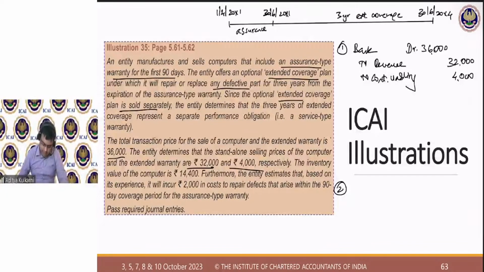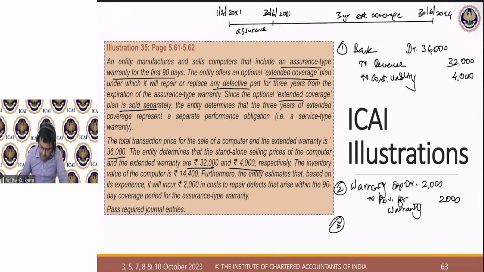Second part, the entry that will be passed is for the provision for assurance type of warranty expenses. So warranty expense account debit 2,000 to provision for warranty or to contract warranty. Okay, to provision for warranty 2,000.